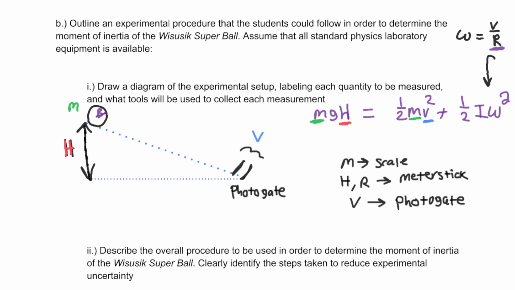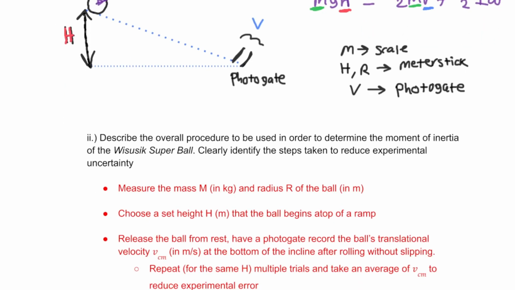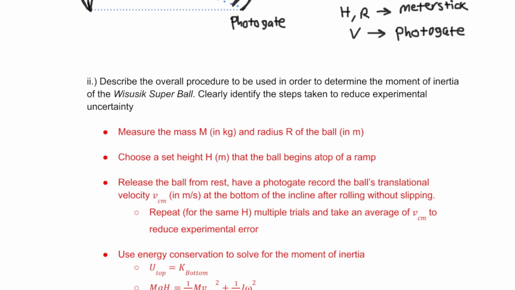So describe the procedure we do with this. Clearly identify steps taken to reduce uncertainty. Well, I'm just putting into text basically what we just said here. Measure the mass in kilograms and radius of the ball in meters. Choose a set height, h, that we're going to drop the ball from every time. Record the velocity of the center of mass at the bottom of the incline after it rolls. Repeat for the same h multiple trials and take an average v_CM to reduce experimental uncertainty.